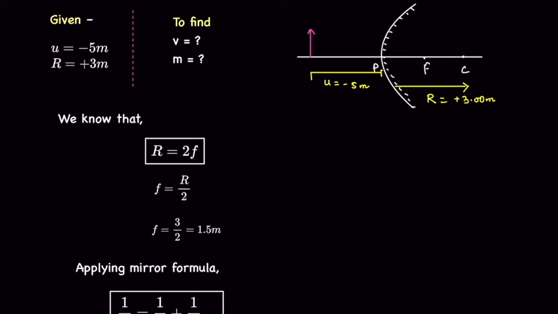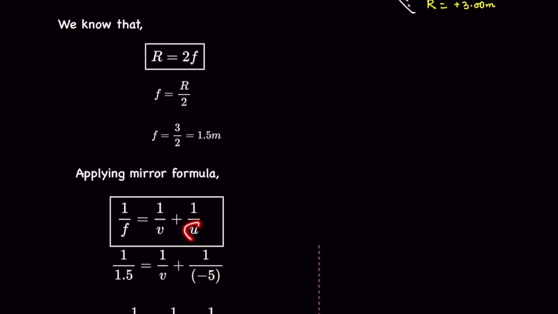In the mirror formula, u is known and we have to find v, but f is not given. So our first work is to find f. And after finding f, we can use the mirror formula to find v.